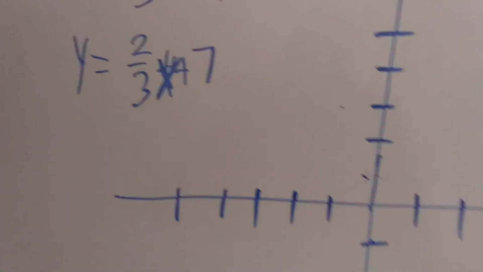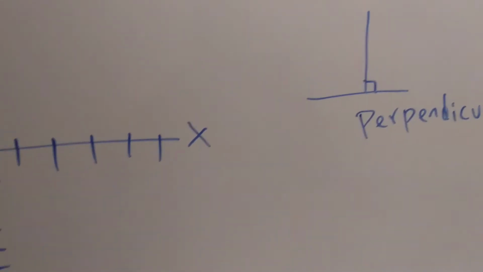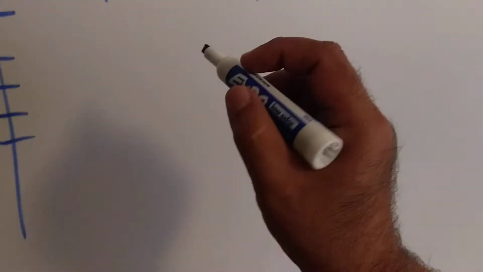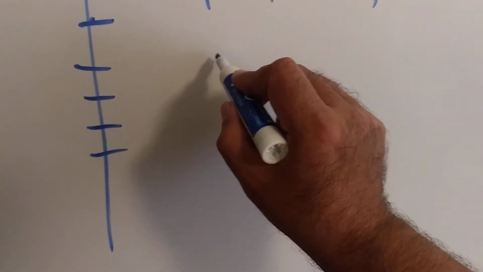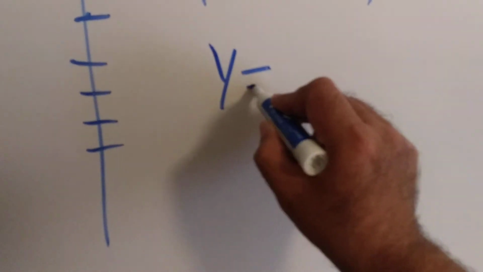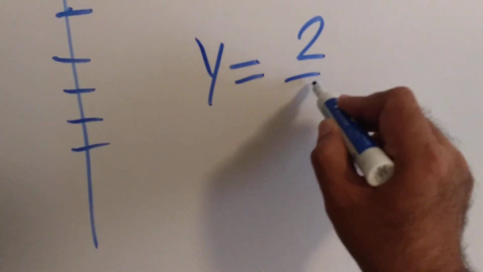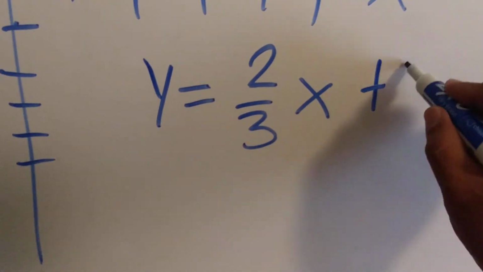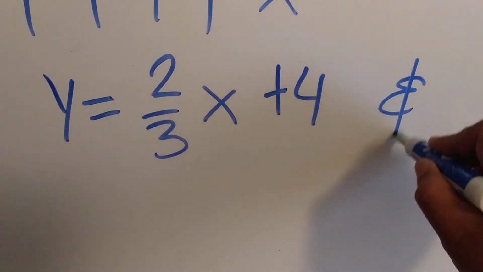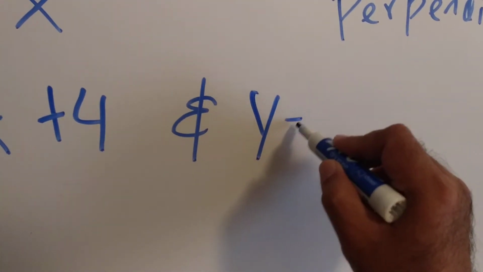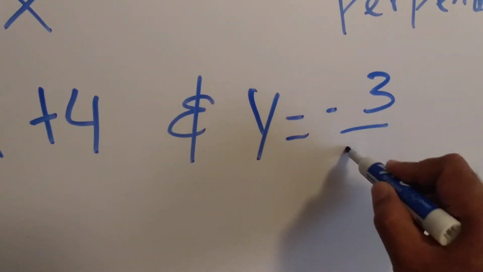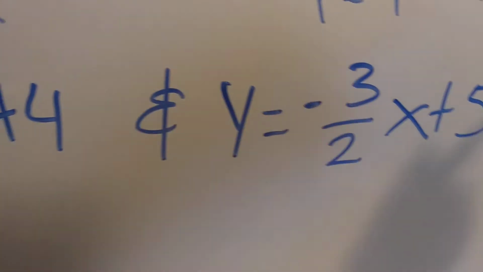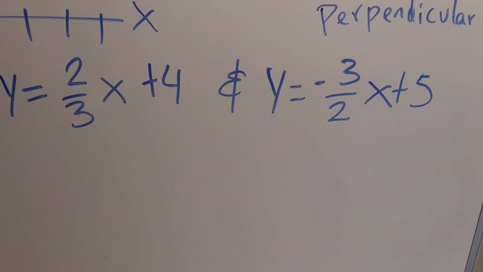In contrast, perpendicular lines have slopes that are the negative reciprocal of each other. So for example, if I was to say, are these two lines parallel, we'll continue using y equals 2/3 x plus 4, and then we'll say y equals negative 3/2 x plus 5. Are these lines parallel or perpendicular?